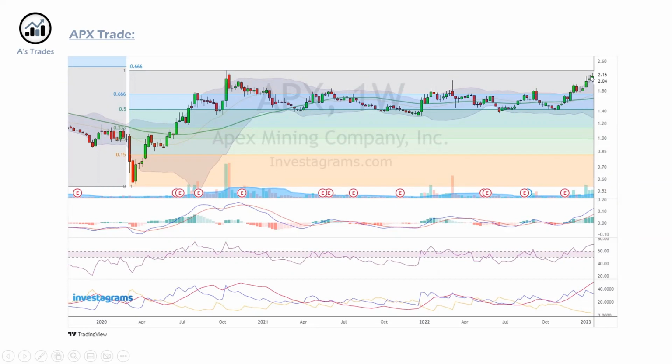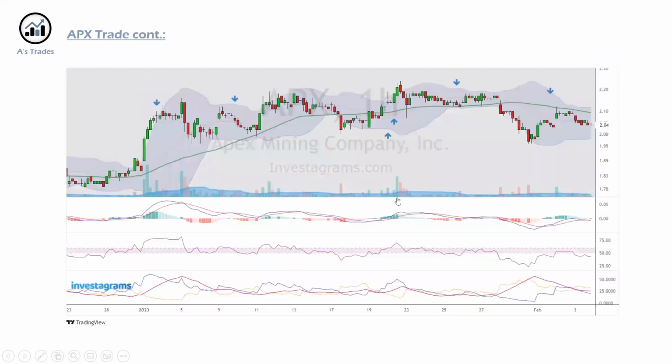It also has a good potential reward of 7 to 8% from its current price up to the resistance level here and the upper gray area, based on this Gann box. So let's take a look at the hourly chart. Looking at the hourly chart, this is my main trading chart time frame.